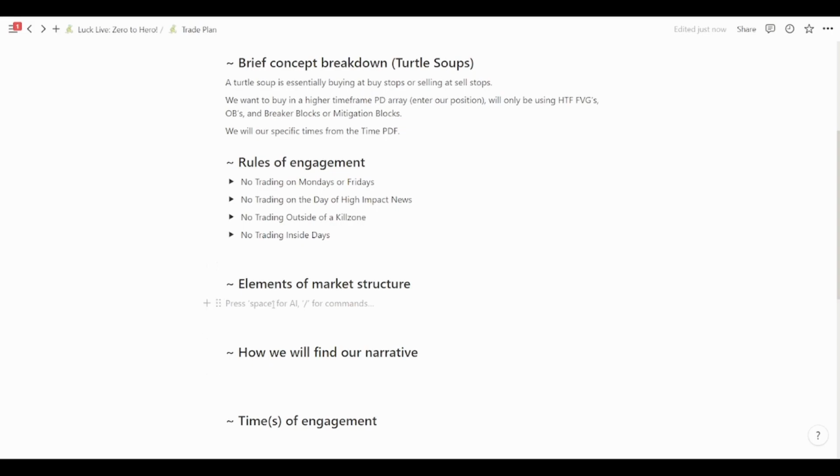Now, for the elements of market structure, am I going to be recording my entire trading? Yes, I am going to be recording the entire trading session, and I might or might not do a breakdown after. It just depends on the time availability I have.